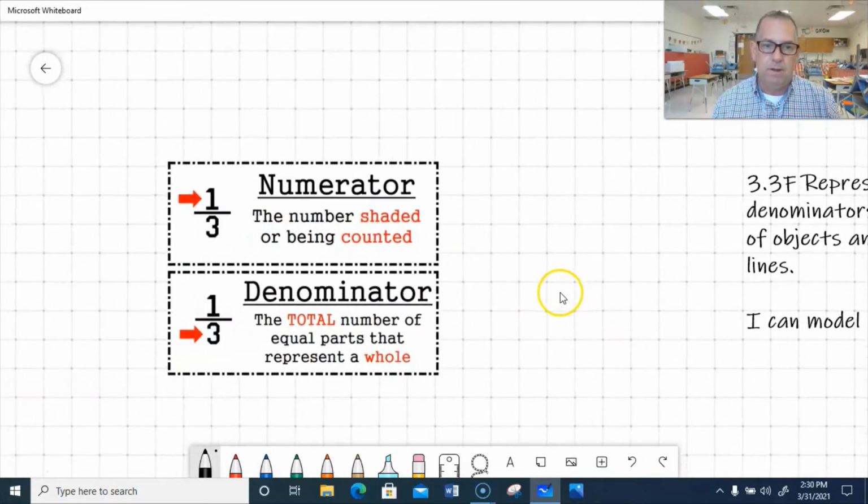Let's look at a little bit of vocabulary. For a fraction, the numerator is the top number, above the fraction bar, and usually it's the number that's shaded or the part that's being counted. The denominator is the number below the fraction bar, and that's the total number of equal parts that represent a whole. They have to be equal parts, and that's how many parts it takes to make the whole. So this would be broken into 3 equal parts, and 3/3 would represent 1 whole.